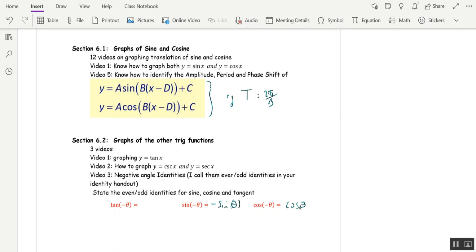Now, tangent, you don't even have to memorize. Think of tangent as sine over cosine, and you get that one for free. This is negative tangent theta.